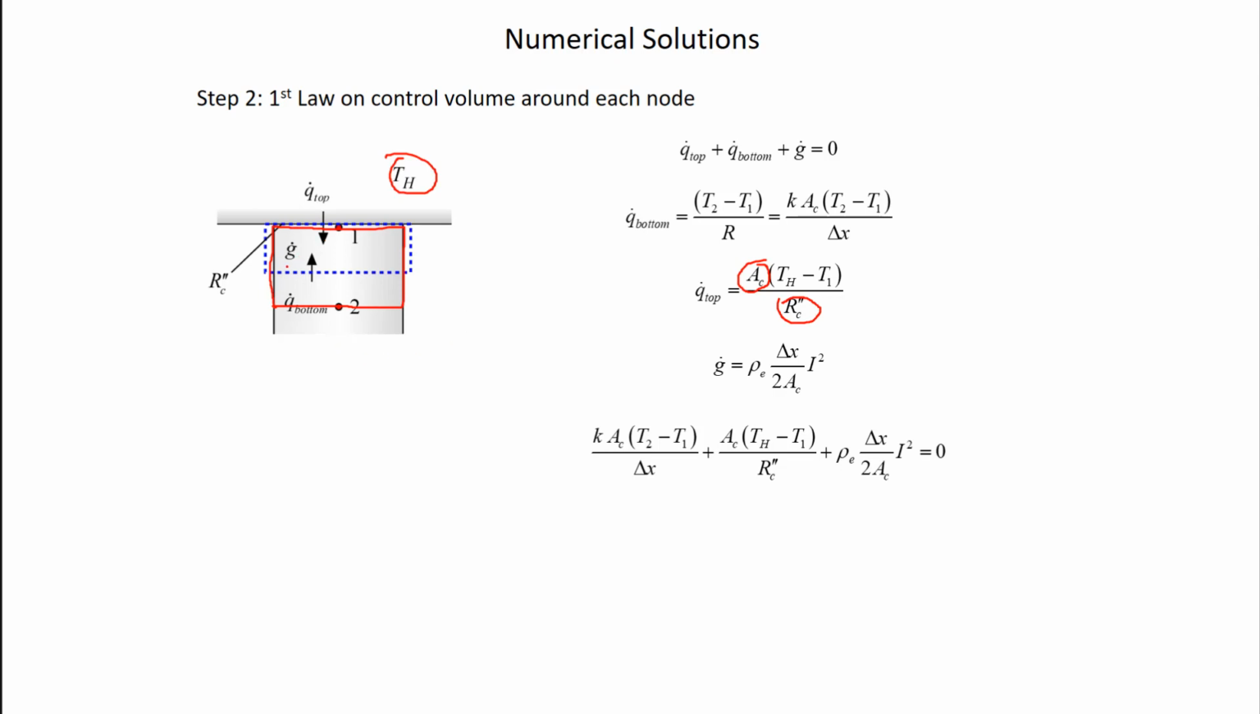And then finally, I need G dot. So G dot, again, is I squared times the electrical resistance. The electrical resistance is how far do I got to move the current, delta X over 2, times the electrical resistivity divided by the cross-sectional area. So I just take this and put it into here, and this and put it into here, and that and put it into here, and I'm left with this equation that is the equation for the control volume defined around node 1, right? It's not a set of equations, it is just one equation.